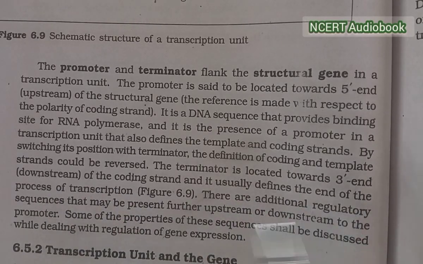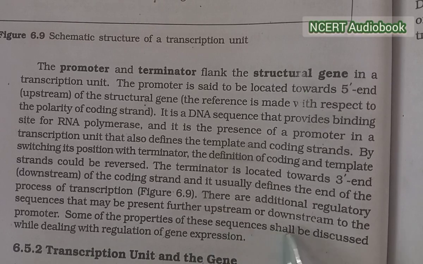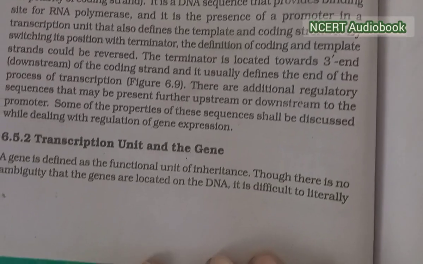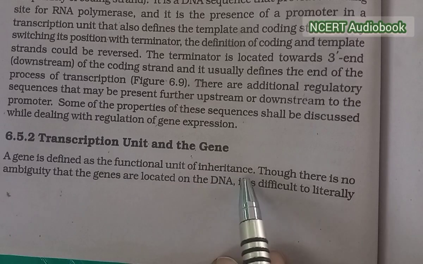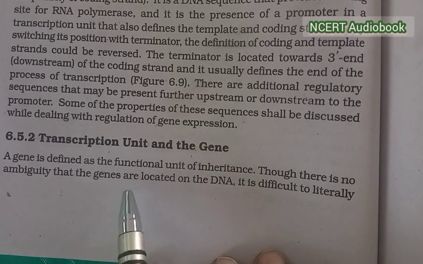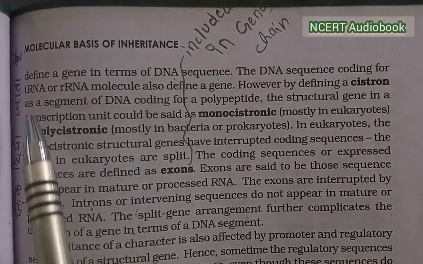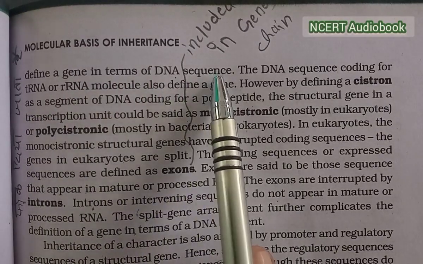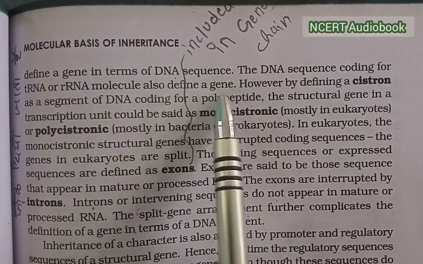There are additional regulatory sequences that may be present further upstream and downstream of the promoter. Some of the properties of these sequences shall be discussed while dealing with the regulation of gene expression. Transcription unit and the gene. A gene is defined as the functional unit of inheritance. Though there is no ambiguity that the genes are located on the DNA, it is difficult to literally define a gene in terms of DNA sequences. The DNA sequences coding for tRNA or rRNA molecules also define a gene.